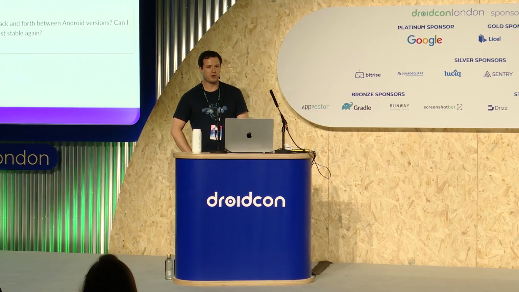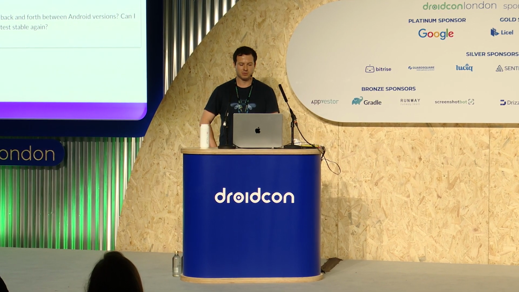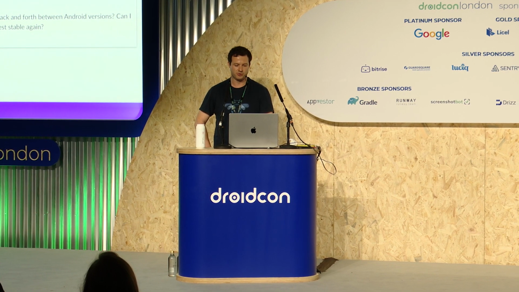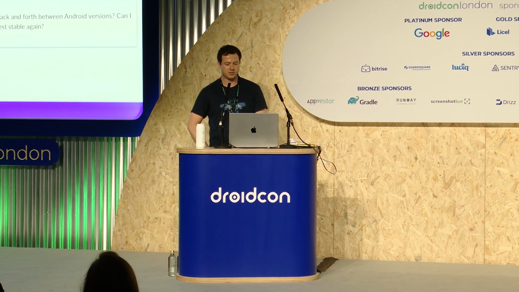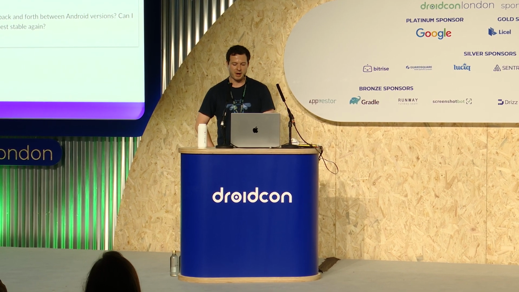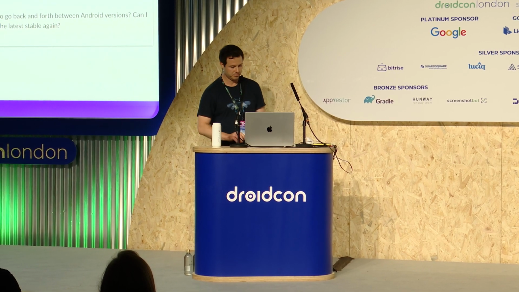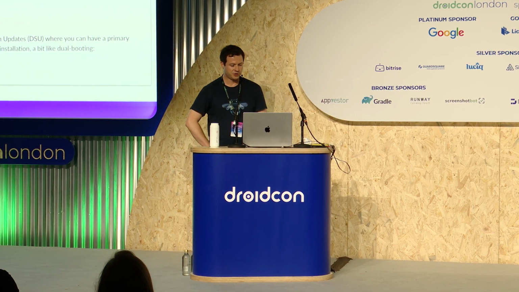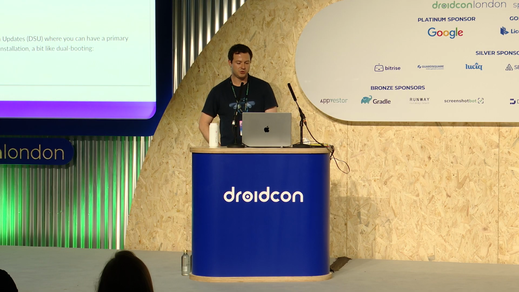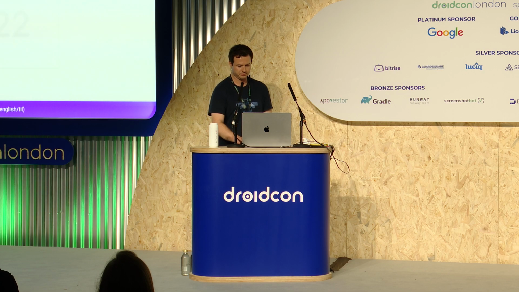So where I got the inspiration for this talk is I'm on a Slack group, and someone posed the following question. If you use Pixel devices for testing, is it possible to go back and forth between the Android versions? Can I flash the latest beta, test my app, and then flash the latest stable again? And I replied, yes, you can, but a better idea might be to use dynamic system updates, where you can have a primary version installed, and you can also have a second installation, a bit like dual booting.